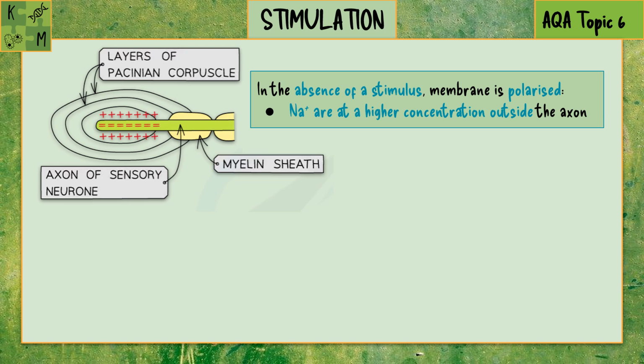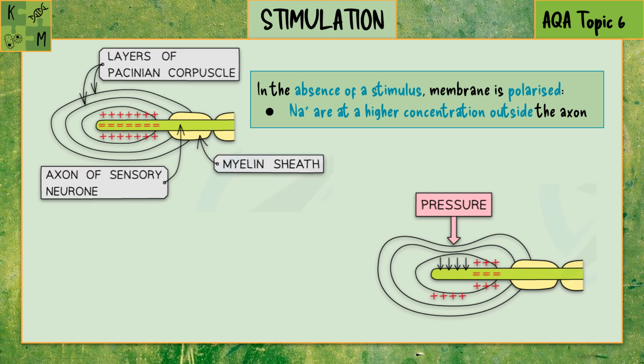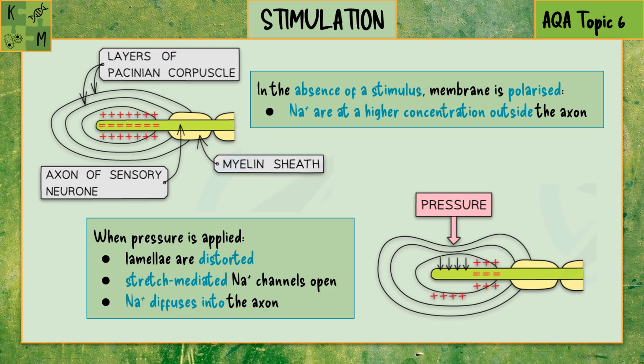When the Pacinian corpuscle is stimulated, in other words, when pressure is applied, the lamellae and membrane become distorted, causing the stretch-mediated sodium ion channels to open. Now sodium ions can diffuse into the axon down their concentration gradient. As they carry a positive charge, this makes the inside of the axon less negative. We say the membrane is depolarized.